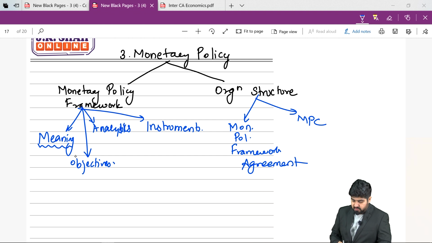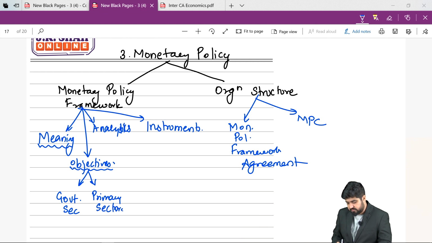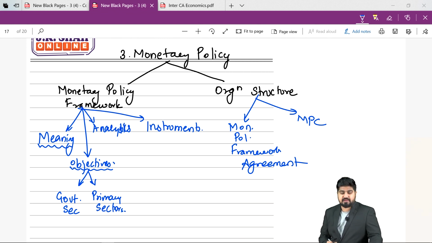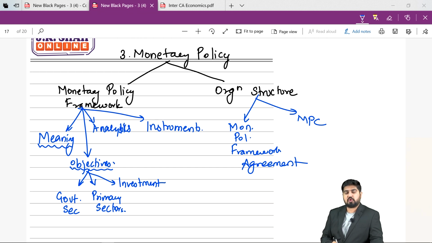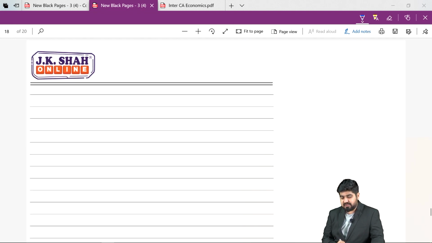That's meaning. When we talk about objectives, there are various objectives like supporting government securities market, diverting more and more loans to required sector. I have written here primary sector because it is the most needy sector at the time being. After that, students, promoting more and more investment because that is the one which will result into economic growth and development, right?